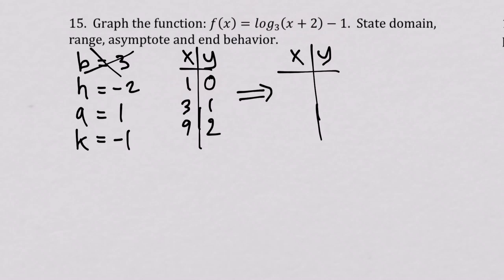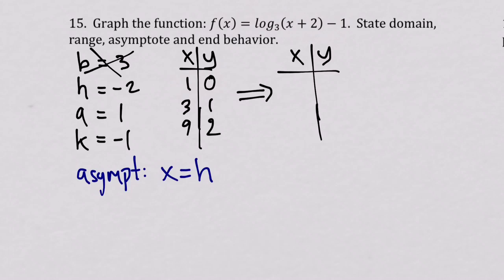What I do want to mention though is the domain, the range, the asymptote, and the end behavior. The asymptote, to start with, is a vertical asymptote, right? For an exponential function, like the ones we did before, it's a horizontal asymptote. But for a logarithmic function, it's a vertical asymptote, which means that it looks like this: x equals h, not k, h. So that's the difference between the exponential and the logarithmic.